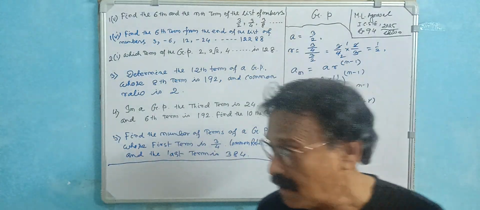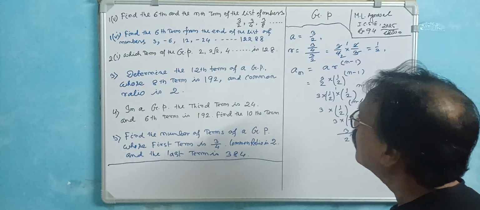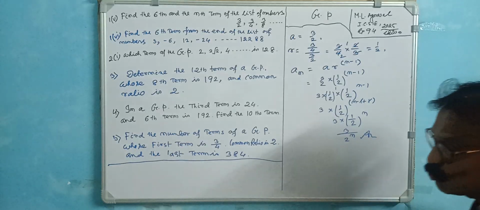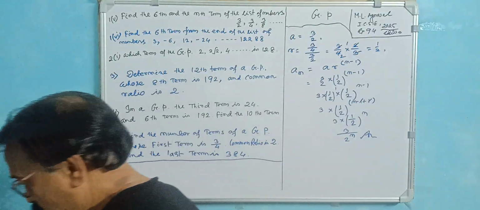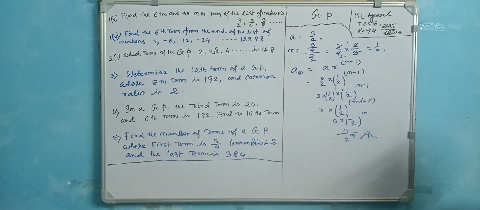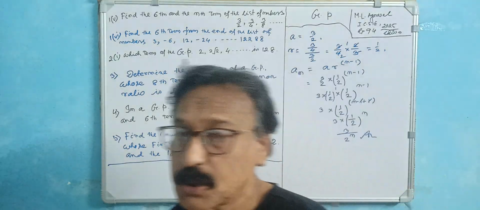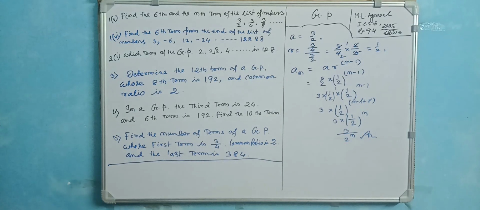The nth term of the list is a_n equal to 3 by 2 to the power n. This is the nth term, and from there you can calculate any term. This is the general formula I just put here. Very easy. Don't be confused when you see the sum.